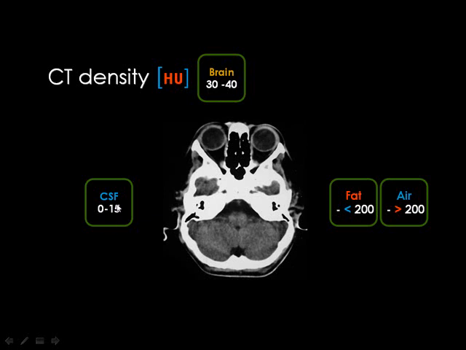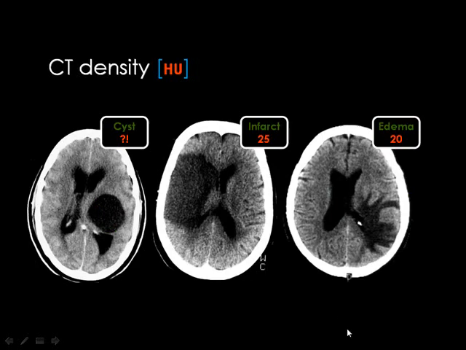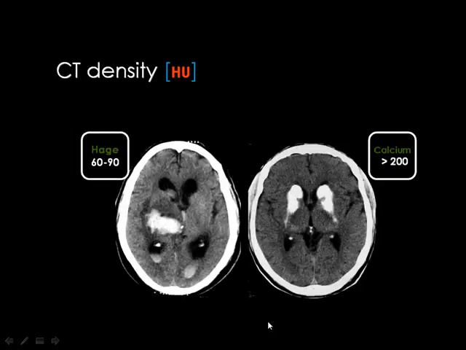And this applies for the CSF, which will appear black because the density is from 0 to 15. And also the fat will appear black in the orbit like this, and the air in the paranasal sinuses will appear black as well. Then intracranial cysts, because of the fluid content, will appear black. Infarction, a dead brain tissue, will appear black, and the brain edema surrounding some of the tumors will appear also black in the CT scan.